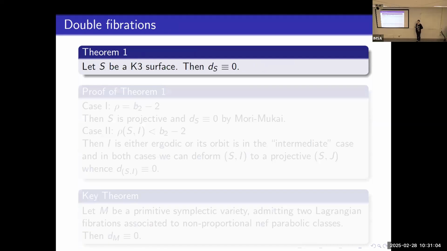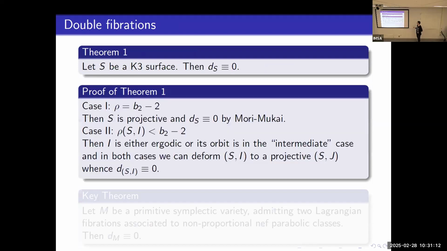So then, using this proposition, let's prove that for any K3 surface, the Kobayashi pseudo-distance vanishes. So let's first take the maximal Picard rank. If a K3 surface has maximal Picard rank, then it is automatically projective. And for projective K3 surfaces, you have vanishing of the Kobayashi pseudo-distance because of Mori and Mukai. You can cover them by rational or elliptic curves going in various directions.